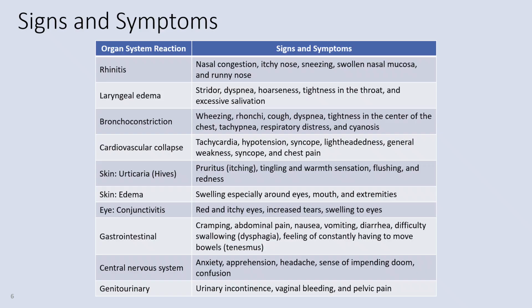The table on this slide lists the reaction of different organ systems during anaphylaxis, as well as the signs and symptoms that can accompany the reaction. As you can see, some of the reactions, such as rhinitis and skin redness, swelling, and itching, are a nuisance and pose little or no life threat. Other reactions, such as laryngeal edema, bronchoconstriction, and cardiovascular collapse, are extremely life-threatening.